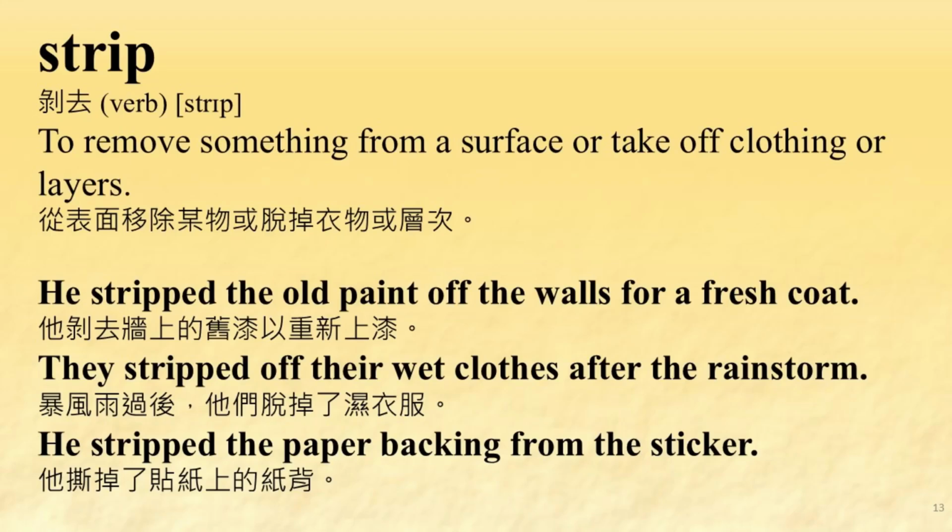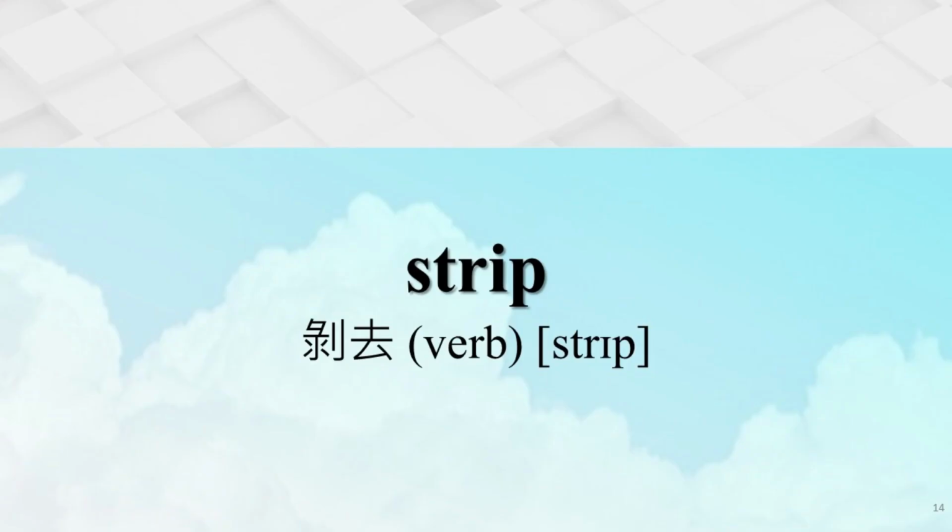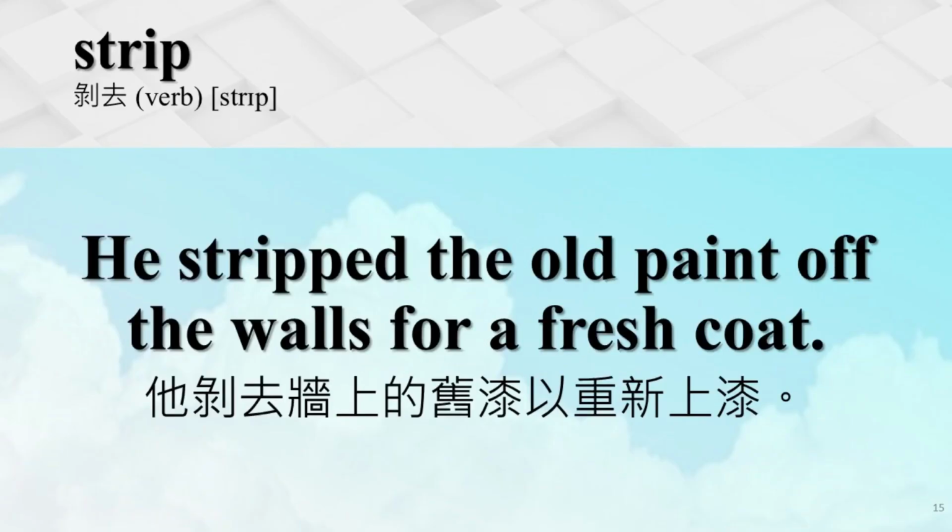Strip. 剥去. To remove something from a surface or take off clothing or layers. He stripped the old paint off the walls for a fresh coat. They stripped off their wet clothes after the rainstorm. He stripped the paper backing from the sticker. Strip. 剥去. He stripped the old paint off the walls for a fresh coat.